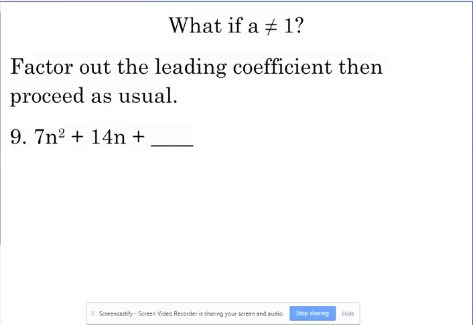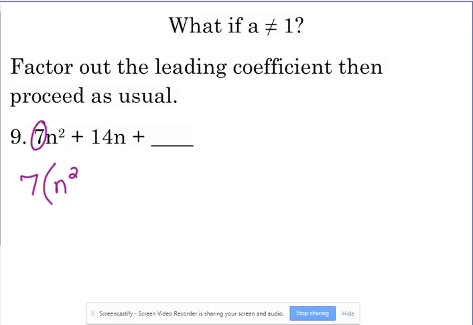What if a is not equal to 1? Okay, I told you in those steps before that a had to be equal to 1. Well, the majority of the time, a is not going to be equal to 1. So here's what we do. We're going to factor out that leading coefficient, and then we just do the steps like we've been doing them. Okay, so we've got to take out a GCF. Well, not really a GCF. We are always going to factor out this number. Okay, always. So we take out 7.